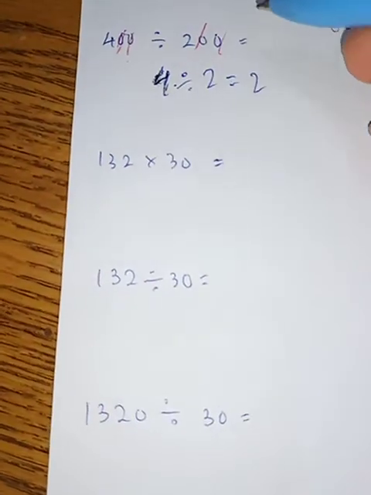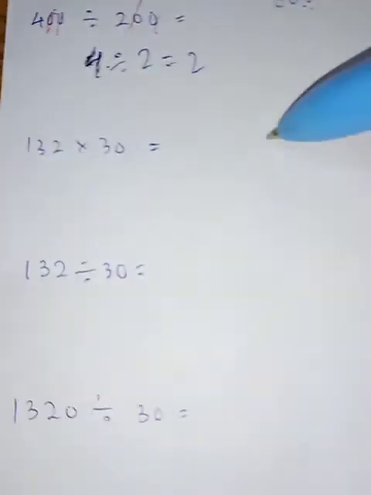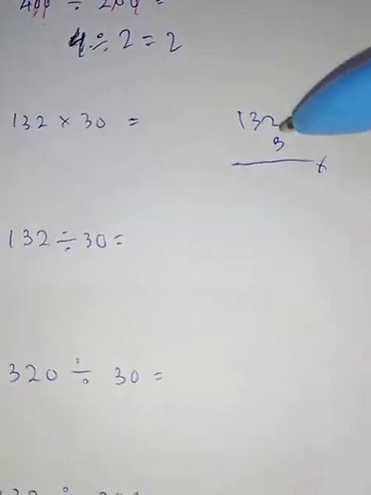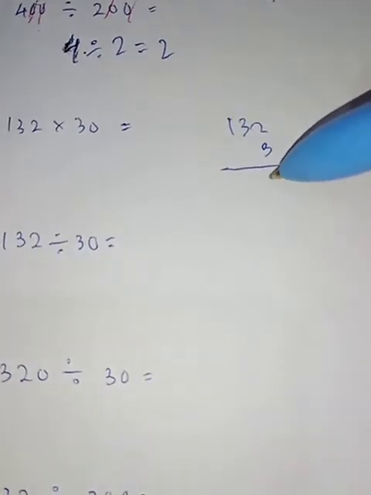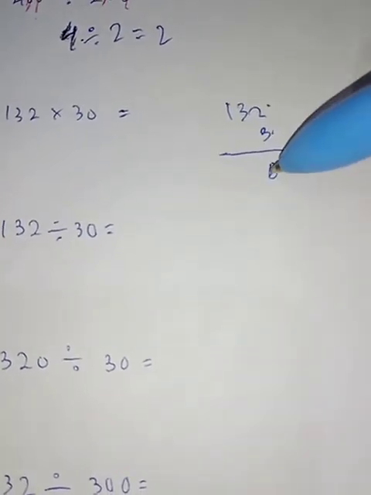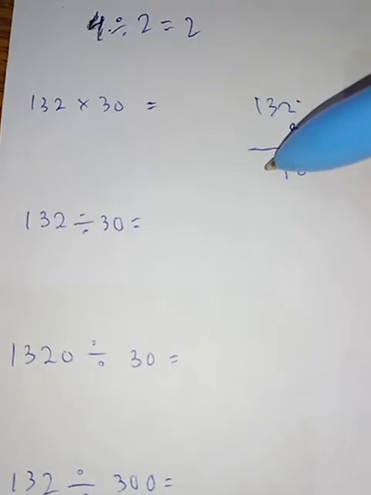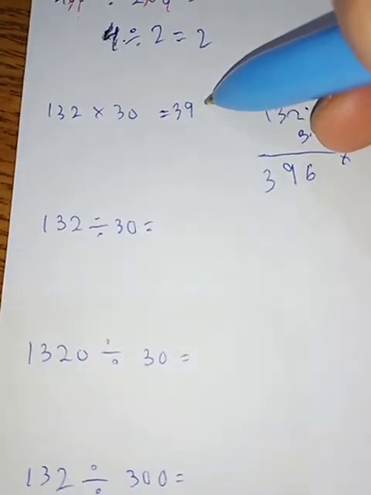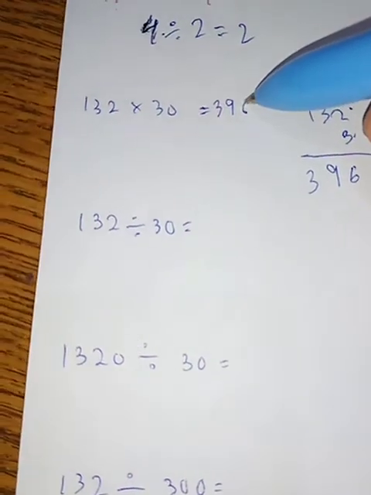Right, and the next one, we have this one. So again, you can do the multiplication like this, but just leave out the zero first. So 3 times 2, 6, 3 times 3, 9, 3 times 1, 3, and then the answer will be 396, and then the zero, you add it again.